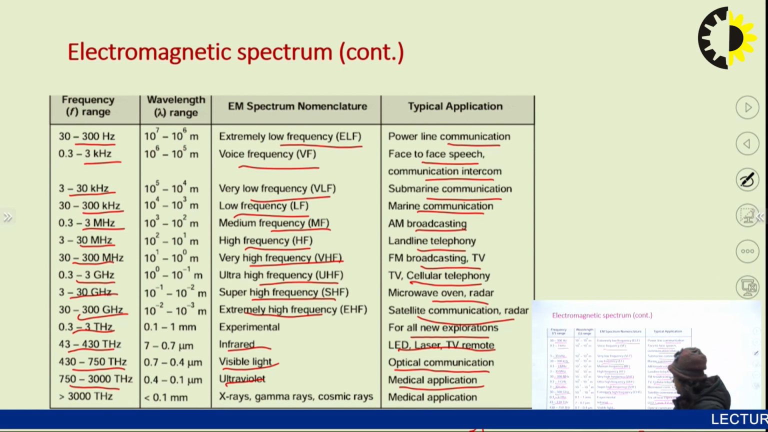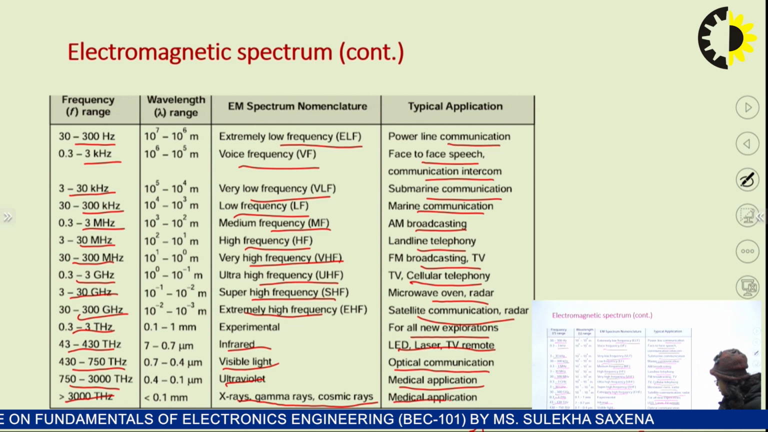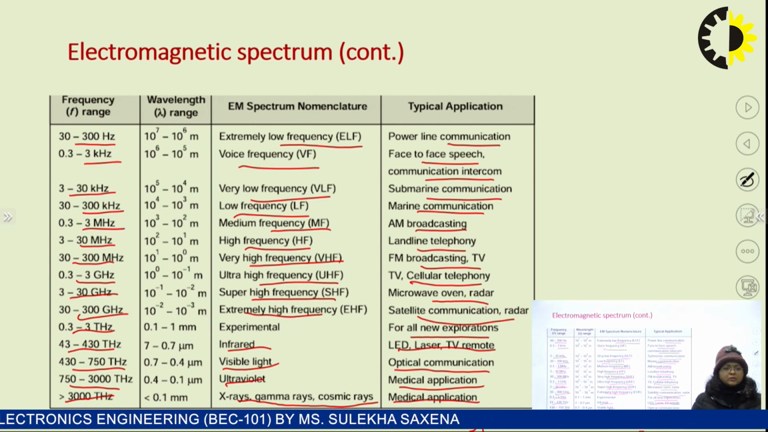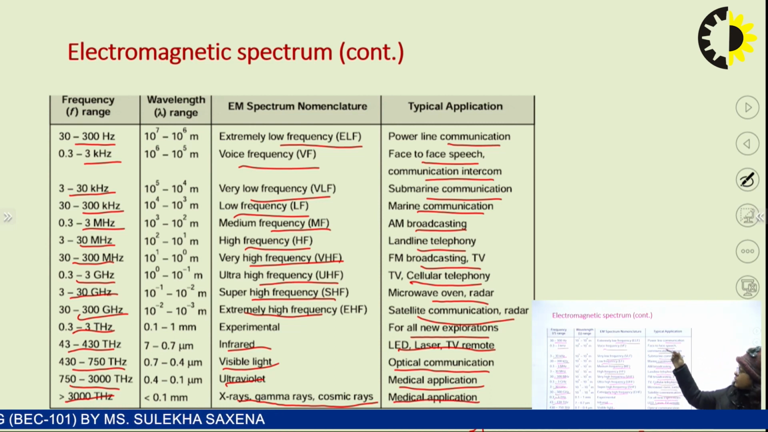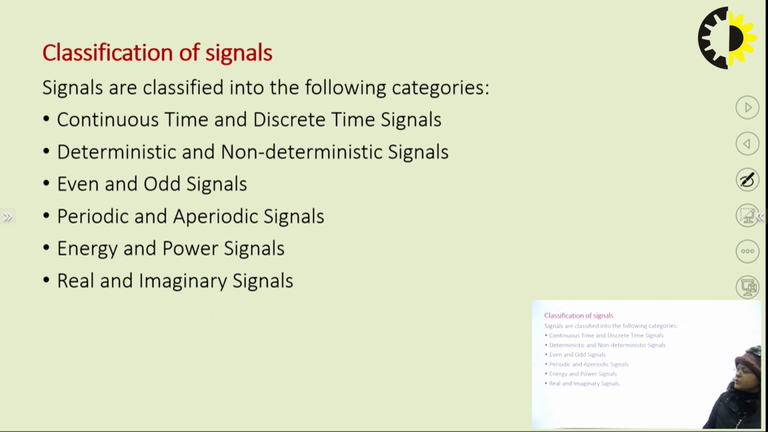And for greater than 3000 terahertz, X-rays, gamma rays and cosmic rays, till date these are also used for medical applications. So this is the overall distribution of frequency range in the electromagnetic spectrum. Now we move towards the classification of signals.